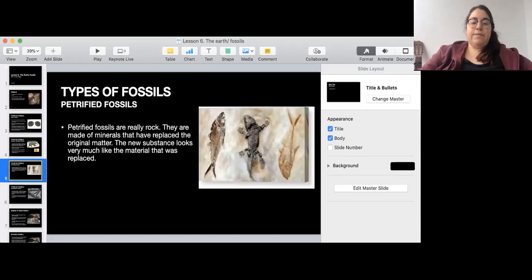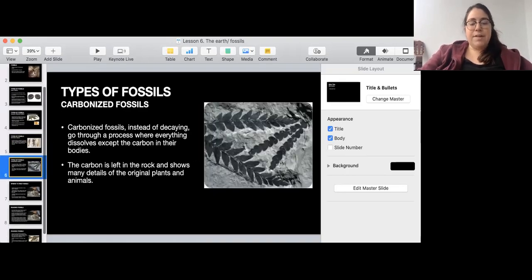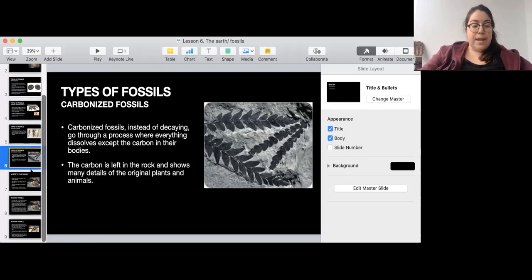And then we have petrified fossils. They are really rock. They are made of minerals that have replaced the original matter. The new substance looks very much like the material that was replaced. So it looks like a fish, it looks like another animal, but actually it's rock that took the shape of the animal or plant or fish. Then we have carbonized fossils. Carbonized fossils, instead of decaying, go through a process where everything dissolves except the carbon in their bodies. And the carbon that is left in the rock shows many details of the original plants and animals.